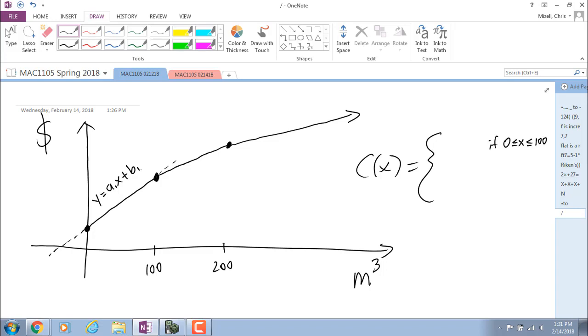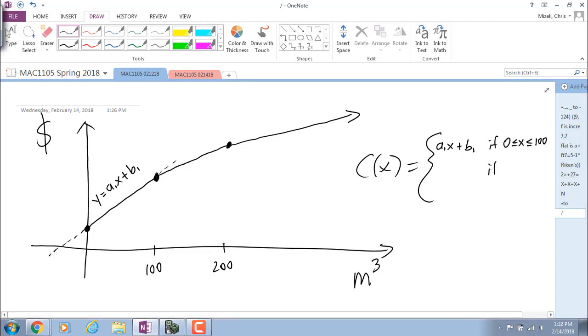We won't take the time to calculate a sub 1 and b sub 1, but we could if we had to, because we know those 2 points. In practice, we would know the coordinates of those 2 points, or in fact, the value of a sub 1. You can interpret that slope as the additional amount you get charged for each additional cubic meter that you use. And b sub 1 is the fixed cost if you don't use any at all. So we would say a sub 1 x plus b sub 1, and that's how the calculation would be done if x is between 0 and 100.